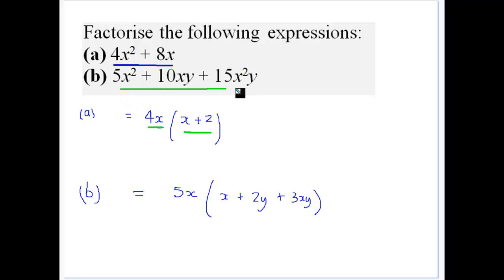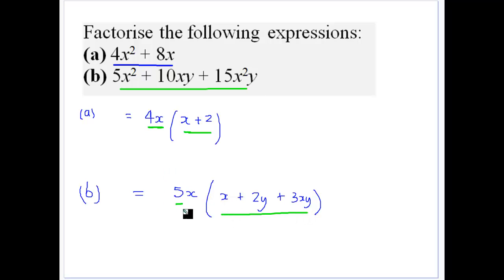If we look at something like b, again, 5 goes into 10 and 15, so 5 would be a common factor. And we've got x squared, xy, x squared y. Well, x goes into each of those with no remainders. So we factorise 5x out. 5x times x would give us 5x squared. 5x times 2y gives us 10xy, because 5 times 2 is 10 and x times y is xy. And 5 3s are 15, and we've got x times x gives x squared, and we have the y there as well. So that's how we get that expression.